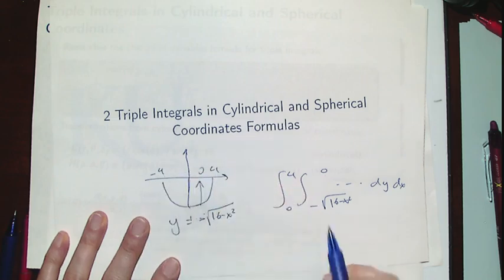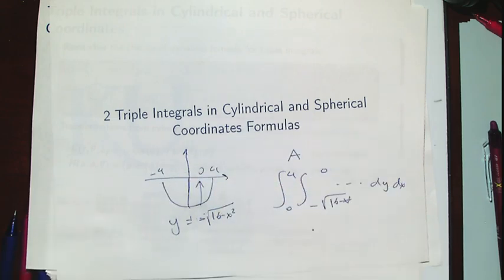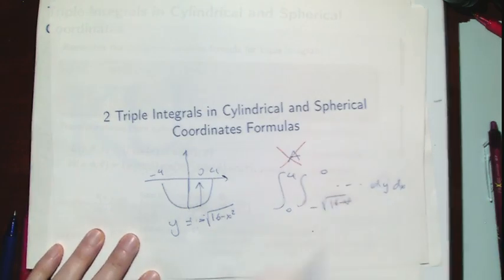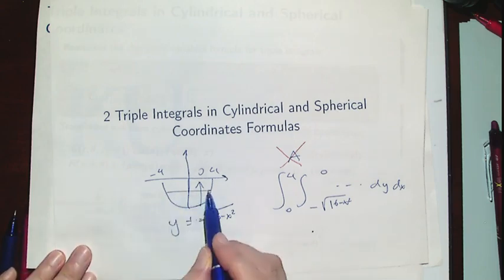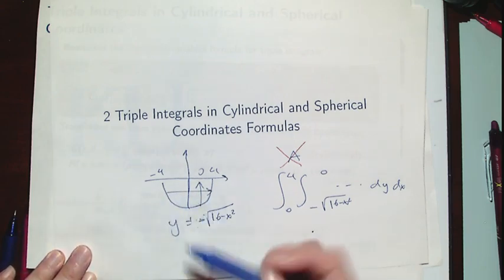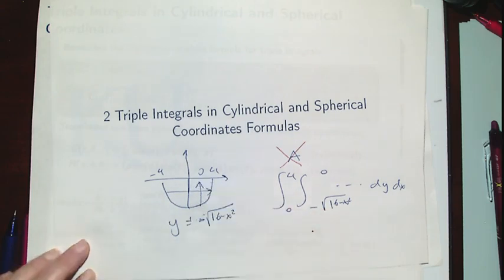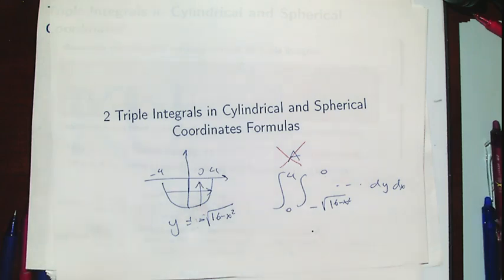Negative 4 to 4. Can it be A? No. So A is out. Now, what is the other option? The other option is x going from it to it, and then y going from negative 4 to 0. Fair game? Everybody okay with that? Yes. Louder?